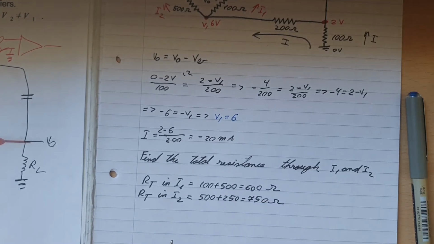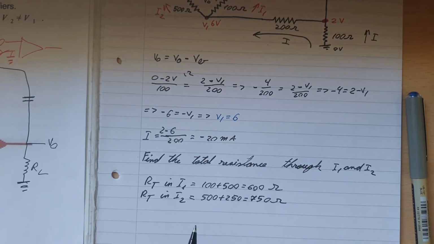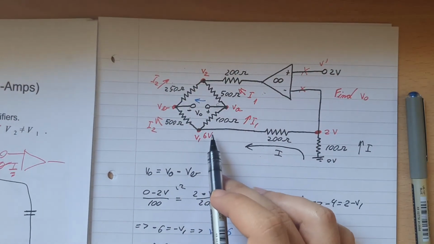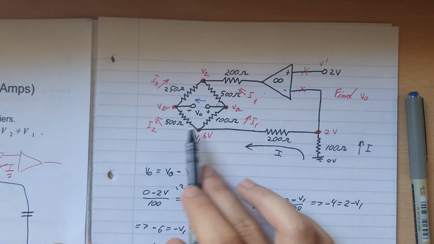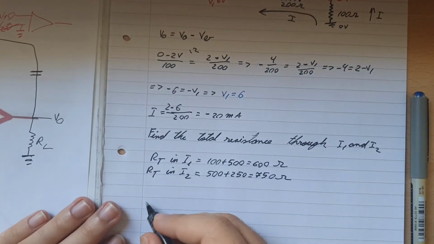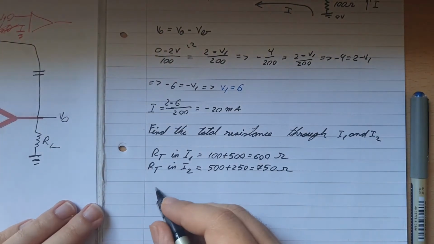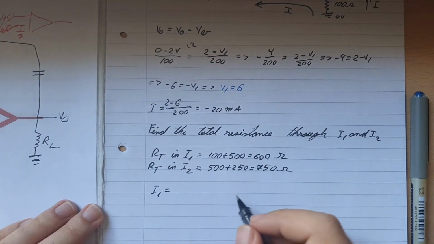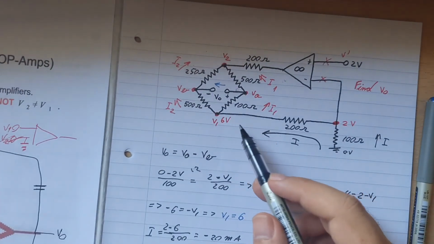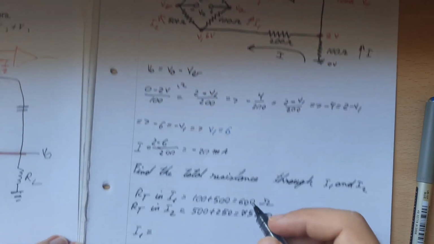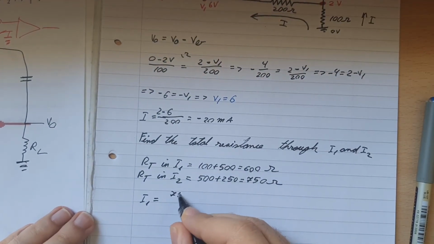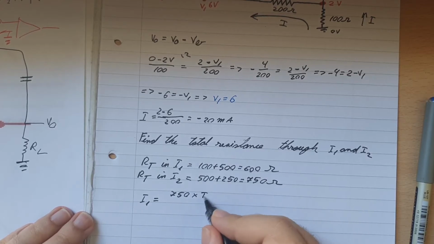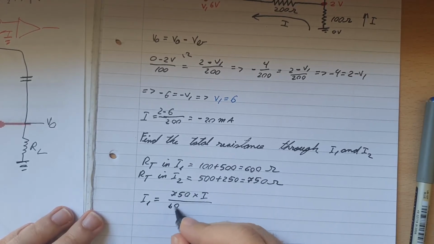Alright, now we need to calculate the current division. We applied the current divider rule to find I1. Let's start with I1 because we need to find both of them. So by applying current division, I1 will be equal to the opposite total resistance, which will be I2, so 750 multiplied by the total current I divided by 600 plus 750.